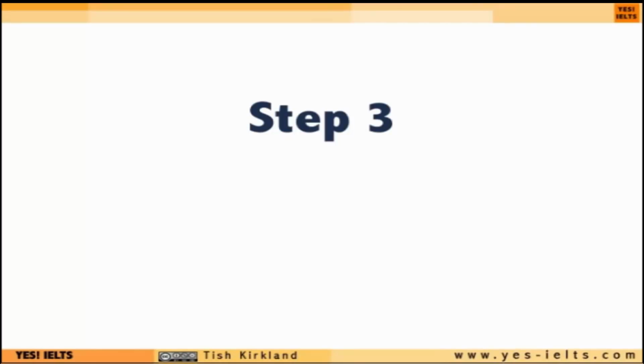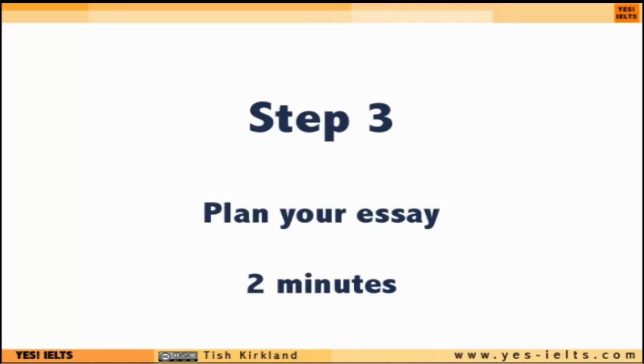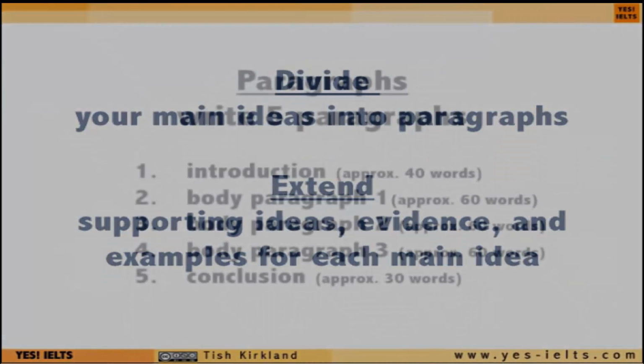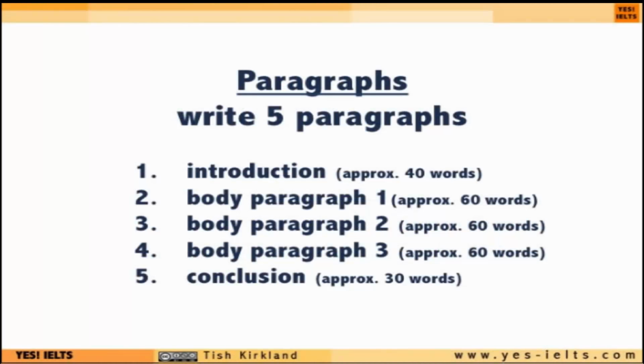Step 3 is to plan. Spend 2 minutes planning your essay. Planning is an important part of coherence and cohesion, which you will be graded on by your examiner. Divide your main ideas into 3 separate paragraphs. Extend your ideas with supporting ideas, evidence and examples, and aim for 5 paragraphs in total.